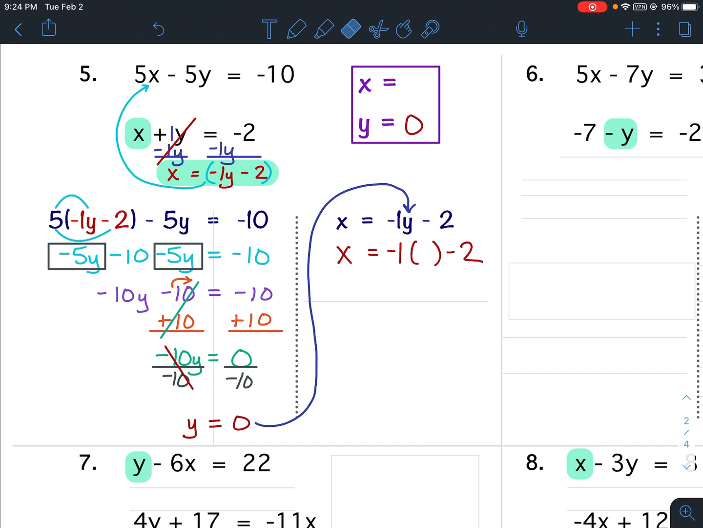If you have any questions on problems 4 and 5, please let me know. Please make sure you're writing everything down.